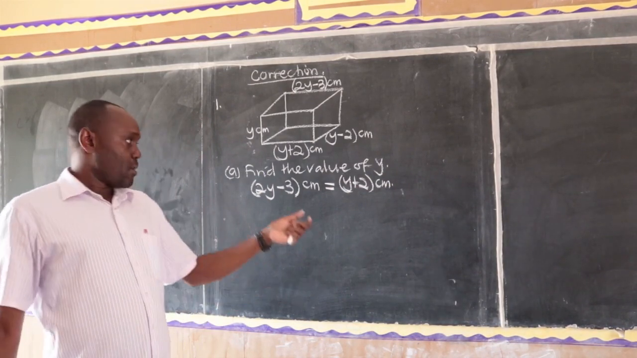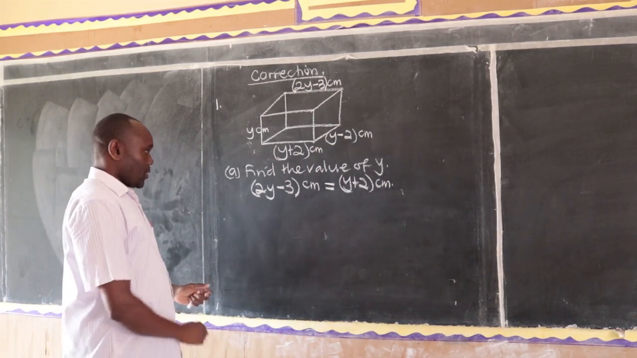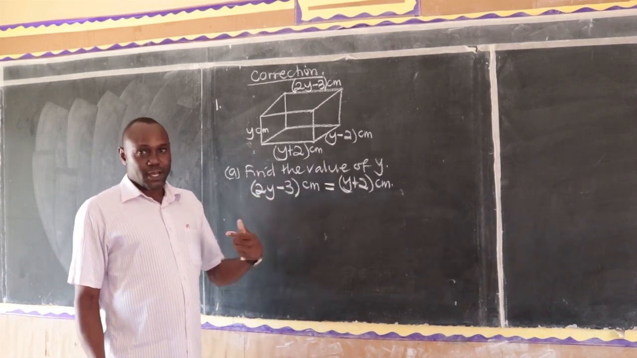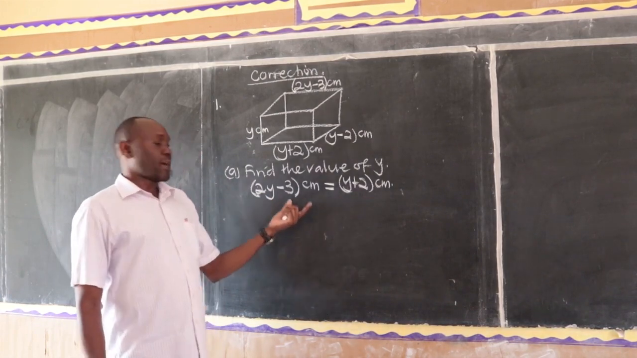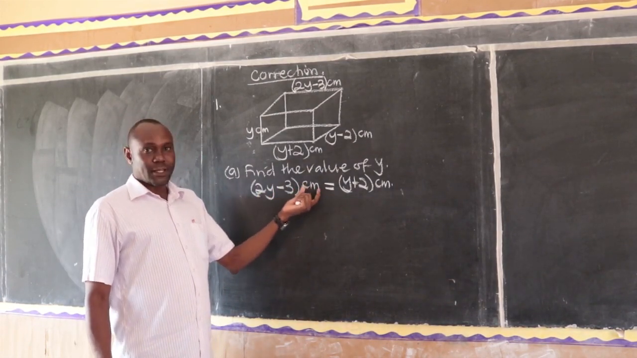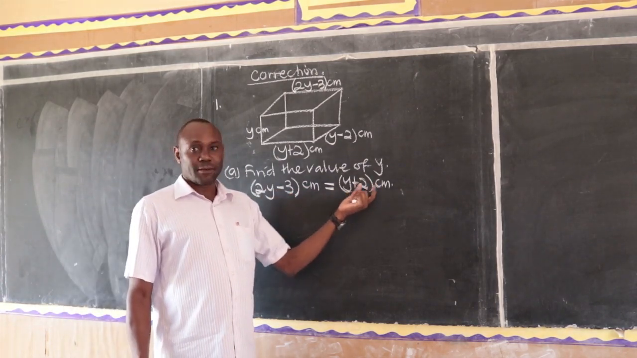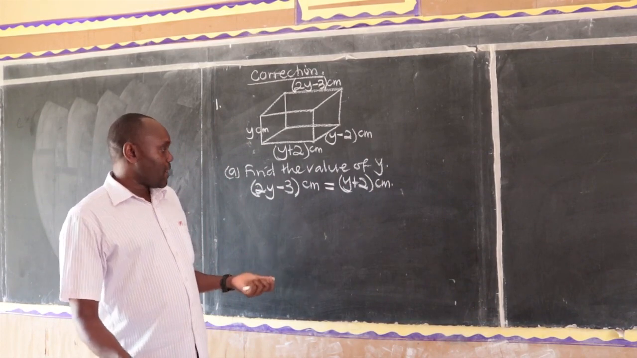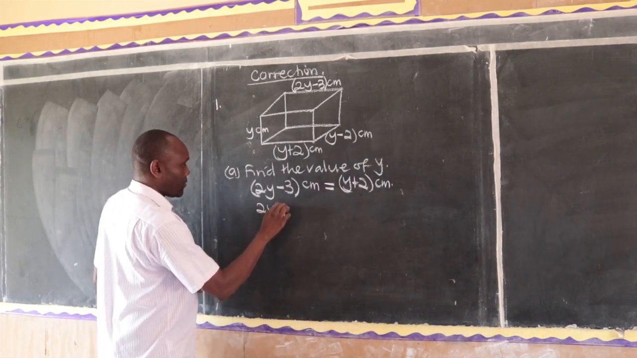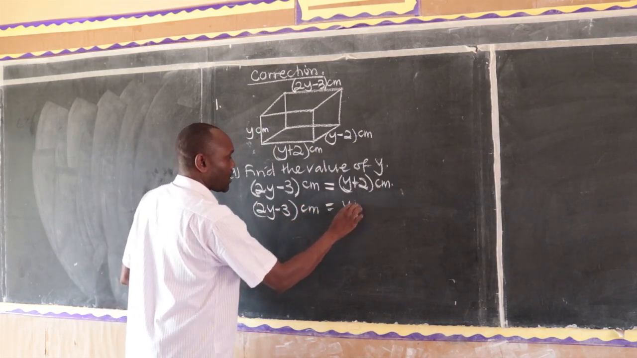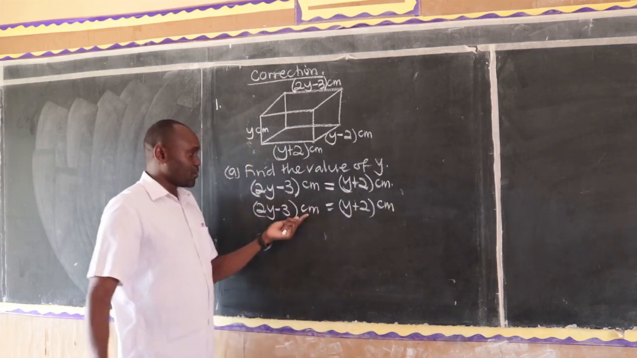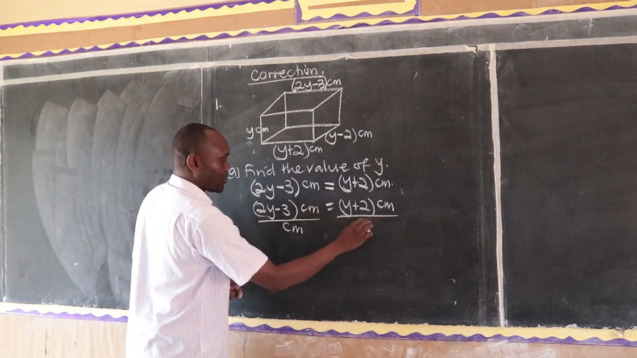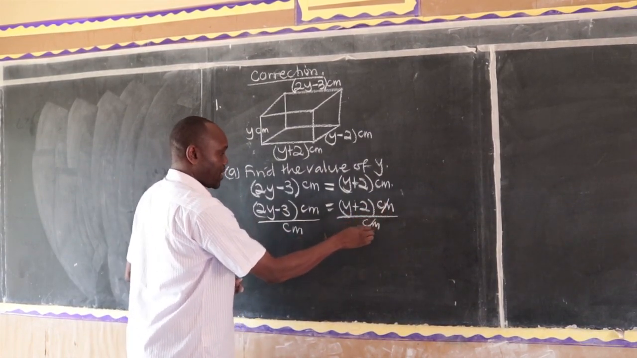Now after forming an equation, we are supposed to open brackets. The other time we said when you are opening brackets, multiply everything inside the brackets by the one found outside the brackets. Therefore, we can multiply centimeter times 2y and centimeter times negative 3. The same applies to the other side, y times the centimeter and 2 times the centimeter. Or otherwise, there is another way: 2y minus 3 centimeters equals y plus 2 centimeters. Since the centimeter is common, why can't we divide both sides by a centimeter, so that we cancel the centimeters?